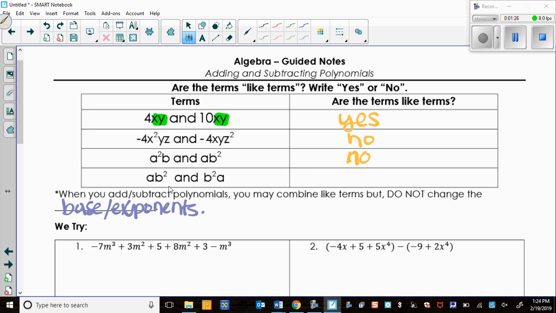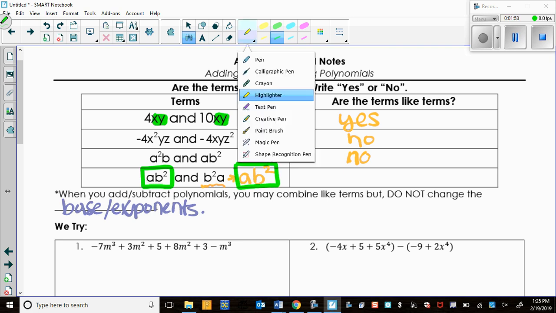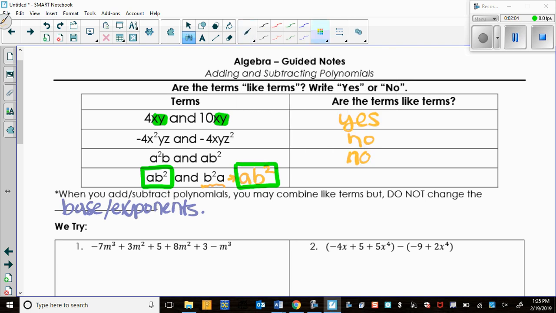But the last one, D: A times B squared and B squared times A. These are like terms, and let me show you why. For some reason, these people have used the commutative property to switch it up, but we can also do the same thing. I can go ahead and write A first and B squared. It still doesn't change the value of my term, so this is like terms. They both have the same bases, same exponents, same letters. Everything's the same. They're identical, so we're good to go. So the answer for this one is yes.